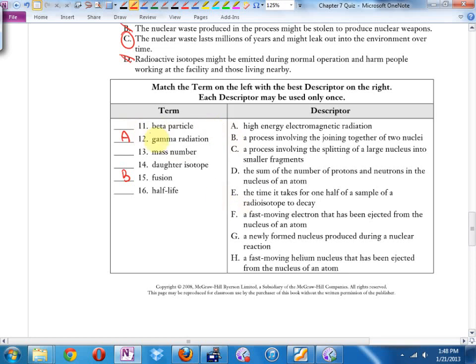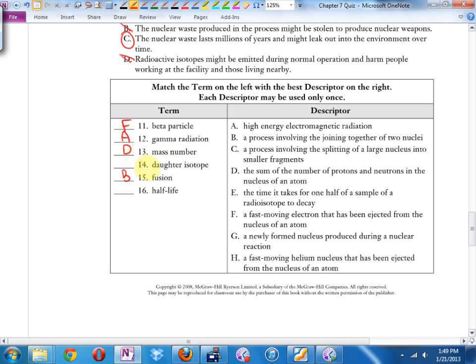There's more letters than there are numbers. A beta particle, that's the electron. Where's the electron? Fast-moving electron that has been ejected. F, right? 11 is F. 13, mass number. The sum of the number of protons and neutrons, D.